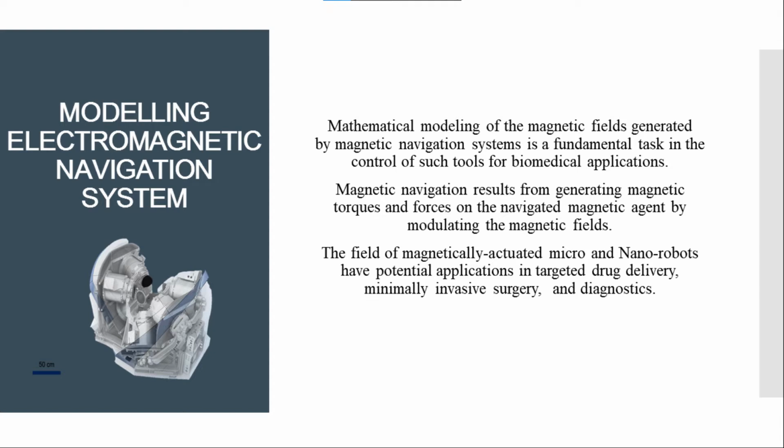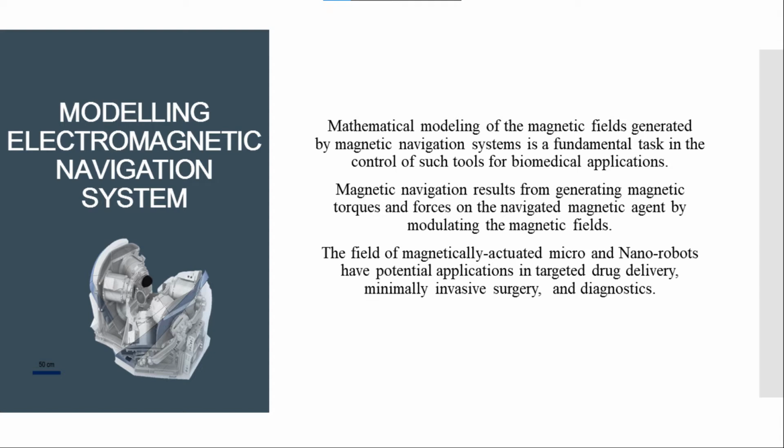Now let's talk about how magnetic navigation system works. Magnetic navigation systems can either be performed by a set of moving or permanent magnets or by systems comprising several electromagnets, which is known as electromagnetic navigation system. Magnetic navigation results from generating magnetic torques and forces on the navigated magnetic agent by modulating the magnetic fields.